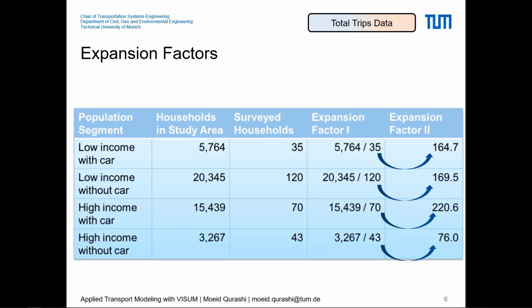Now let's revise a bit about the expansion vectors. This is a simple table that defines, okay, we had households in the study area. So it's an expansion for a household survey, and for example, for the first one, we had around 5,764 households in our study area, and we surveyed 35. Now it's very simple to expand by dividing the total number of households by 35, getting an expansion factor of 164.